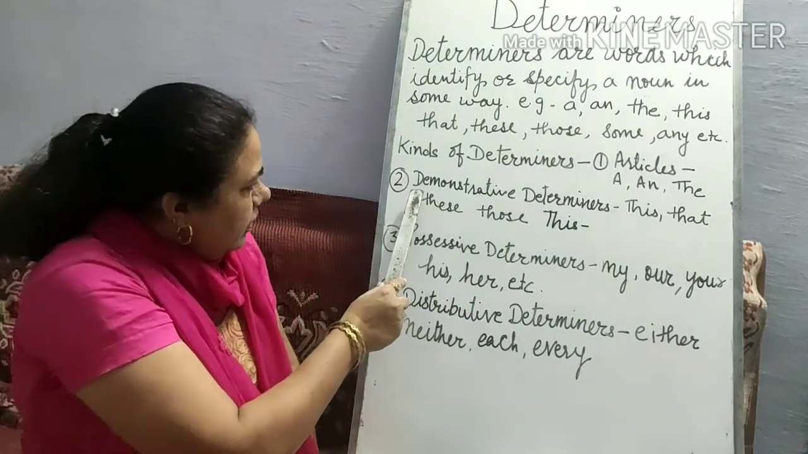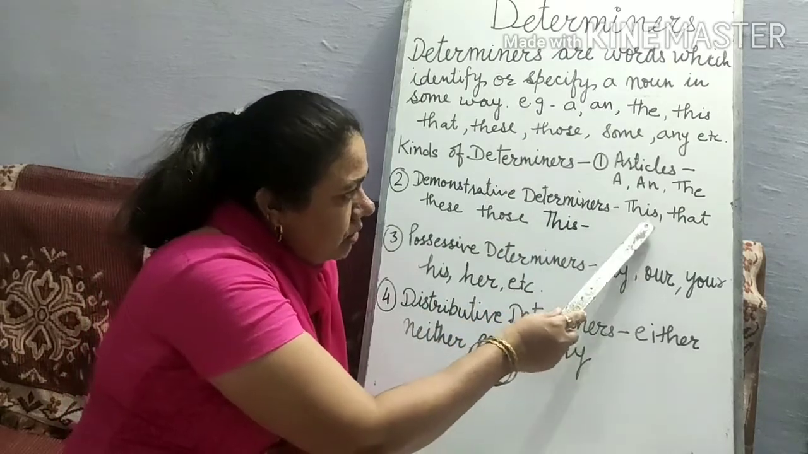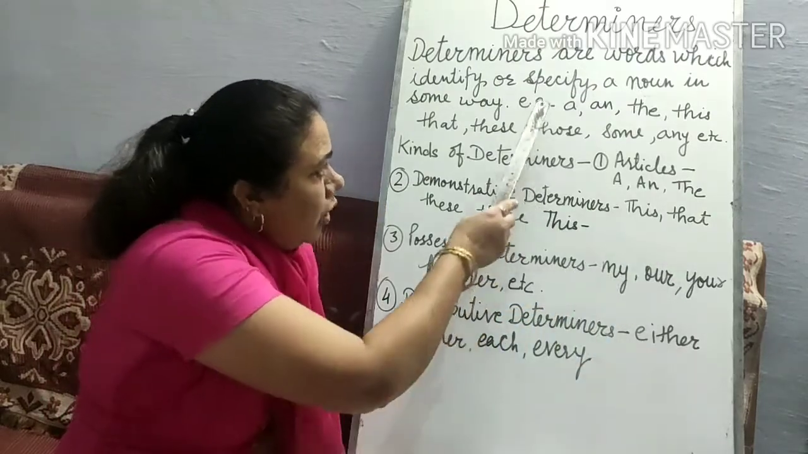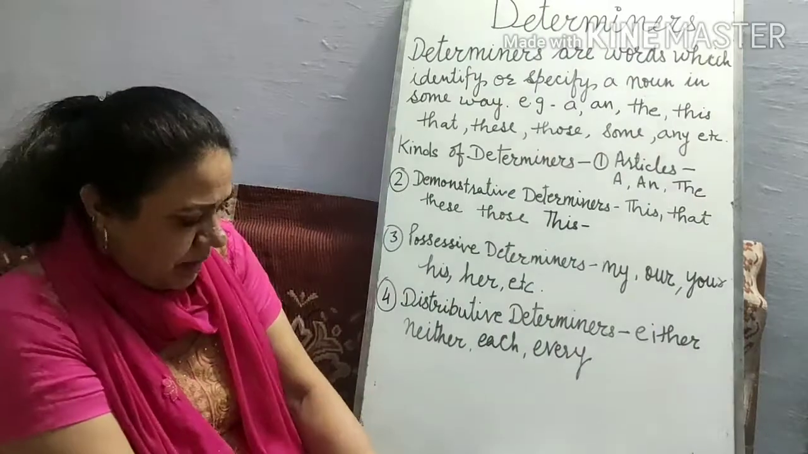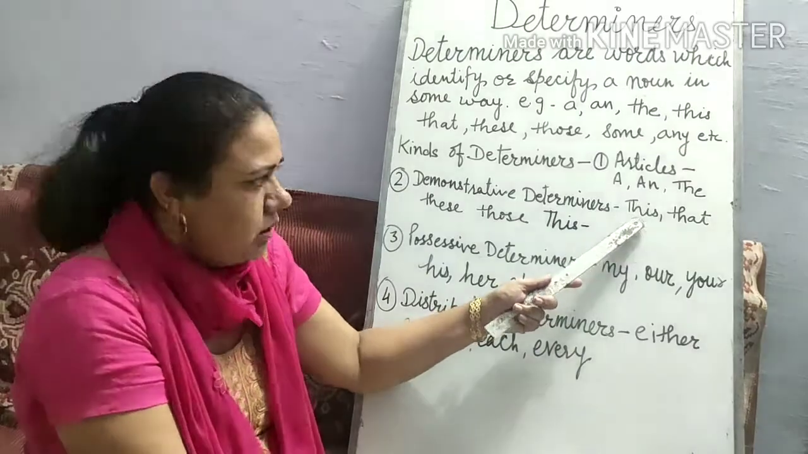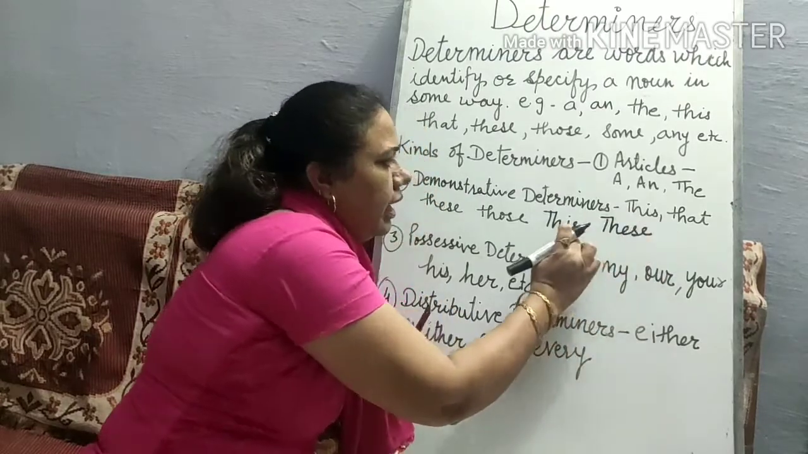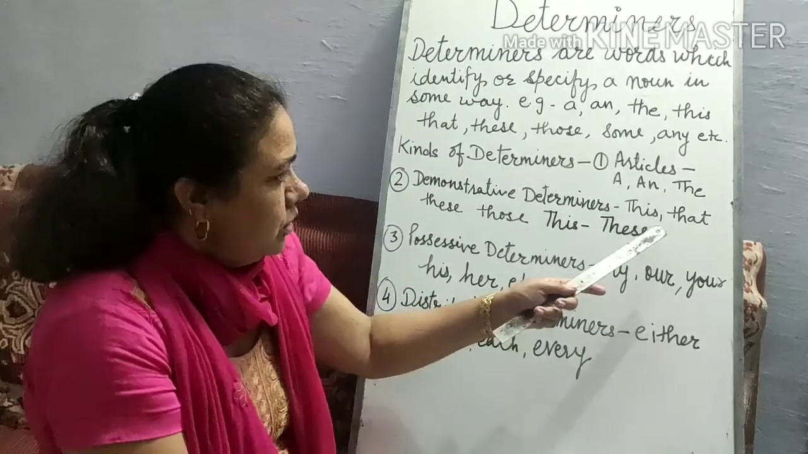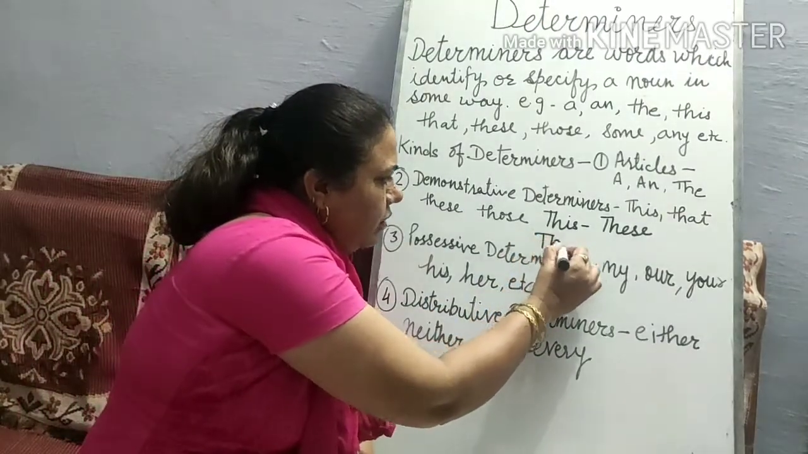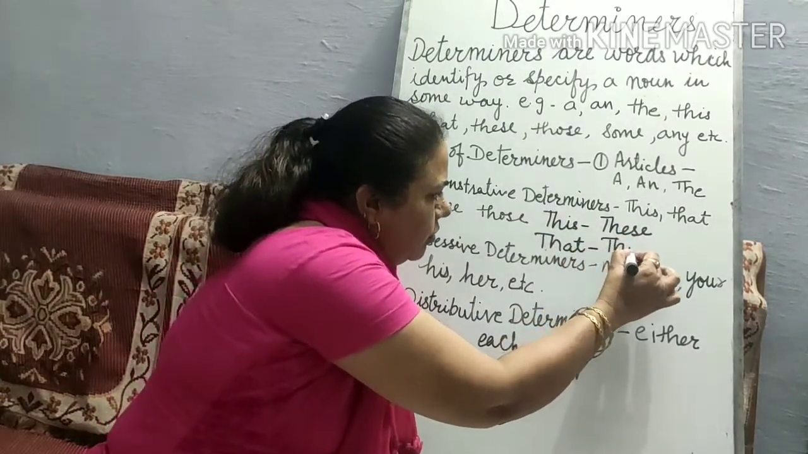Second we take demonstrative determiners. In demonstrative determiners the words are this, that, these, those. These words are related to a noun: person, place, or thing. This and these we use for a person or place that is nearby to us. This is singular and these is plural. That we take for a thing that is far away from us. That is singular and those is plural.